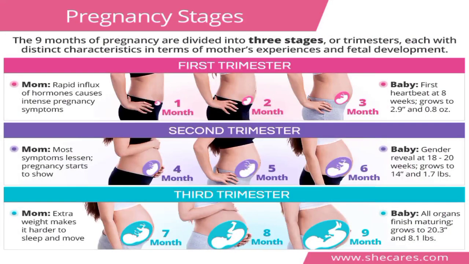The important point to keep in mind about these three trimesters is that in the first trimester, the baby's first heartbeat is at about 8 weeks, in the second trimester the gender is revealed, and in the third trimester all the organs finish maturing.